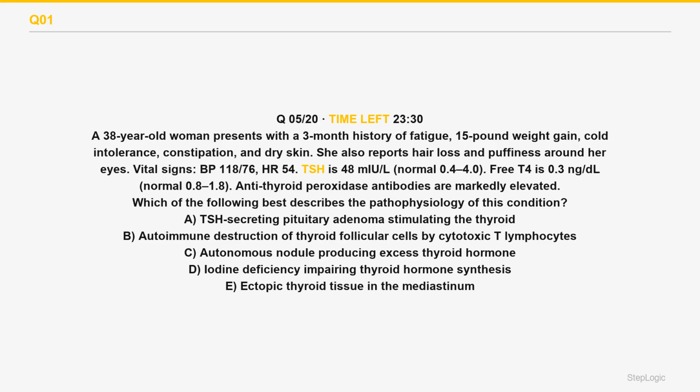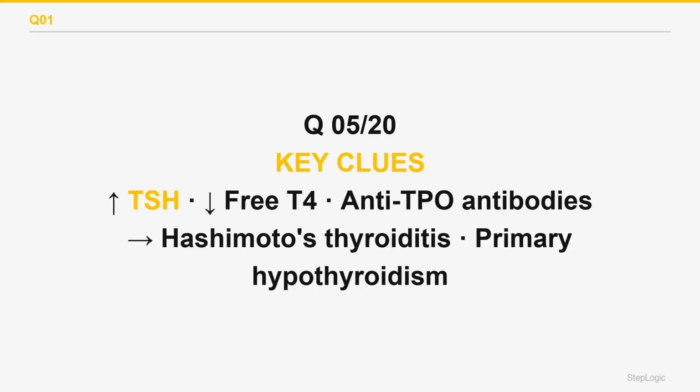Read the command. Pathophysiology. High TSH, low T4, primary hypothyroidism, positive anti-TPO antibodies, classic autoimmune hypothyroidism, Hashimoto's thyroiditis. Hashimoto's is the most common cause of hypothyroidism in iodine-sufficient countries. The mechanism is autoimmune. Cytotoxic T lymphocytes and autoantibodies against thyroid peroxidase and thyroglobulin destroy follicular cells. The thyroid is infiltrated with lymphocytes and germinal centers form. The classic lymphocytic thyroiditis on histology.